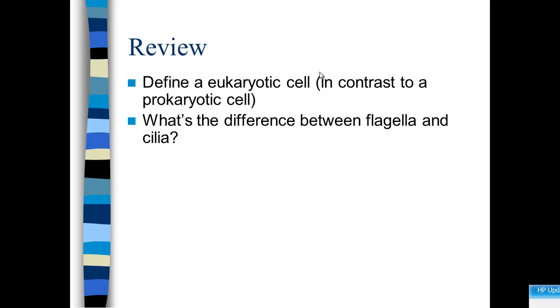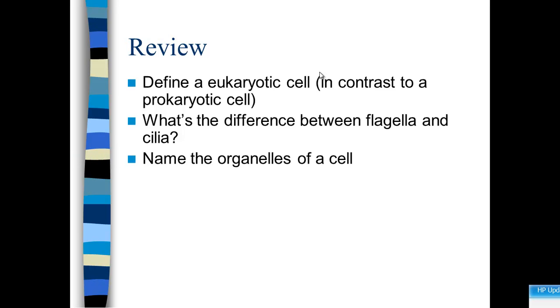The difference between flagella and cilia. Basically, flagella are longer and cilia are shorter and much more numerous on the surface of cells. Each one is made out of microtubules. Flagella move in a whip-like fashion for eukaryotes only, and cilia move in a coordinated oar-like fashion.